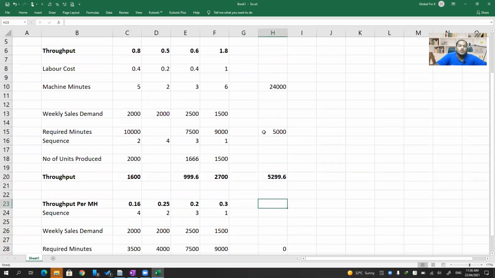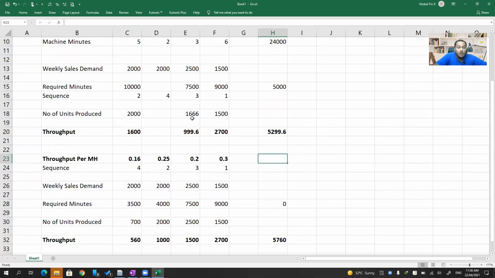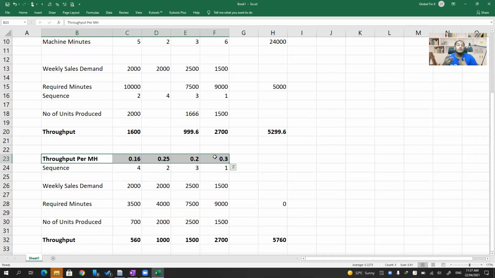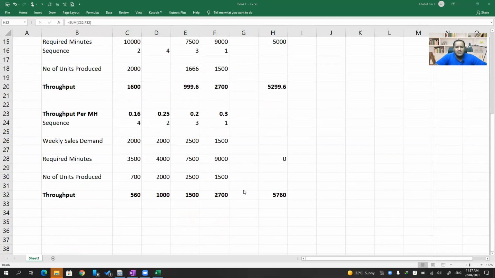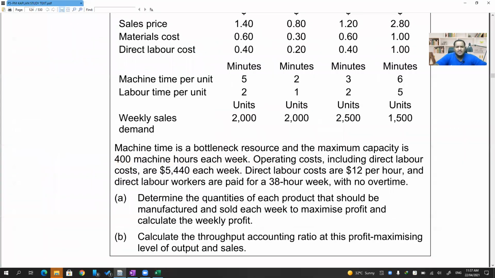Instead of going through throughput sequence, we are going through throughput per machine hour sequence. So we can produce more units of products that give you better contributions, better throughputs. So 5,760 will be the better throughput. And then you can calculate the rest of the stuff, right?